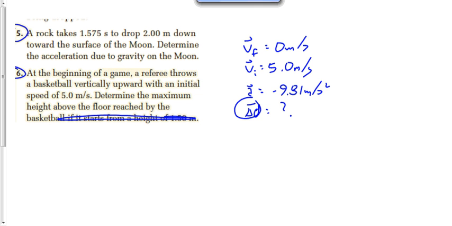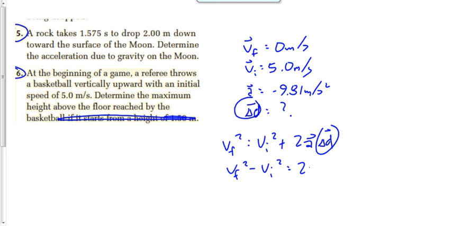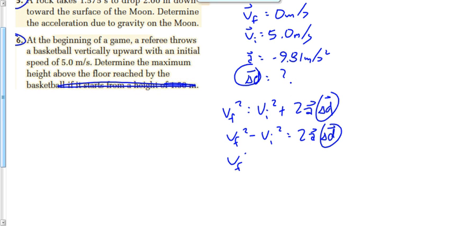Okay, let's finish up number 6. So we got this game, referee's throwing the ball up into the air, speed of 5 meters per second. What's the max height? Look, we're looking for delta d. Probably the thing we're going to try here is Vf squared is equal to Vi squared plus 2ad. We're going to solve for delta d. If you're solving for d, what do you get rid of first there? Vi squared. And how are you going to do that? Right, so we're going to say Vf squared minus Vi squared equals 2ad. And then what are we going to do here? We're going to divide by 2a, right? So it becomes Vf squared minus Vi squared over 2a equals delta d.